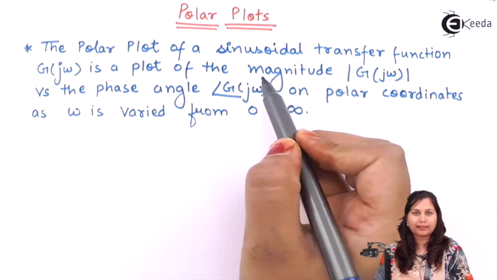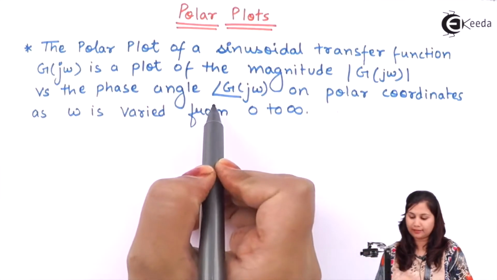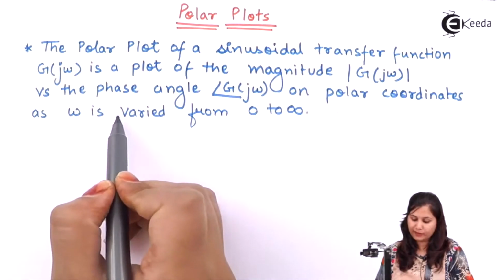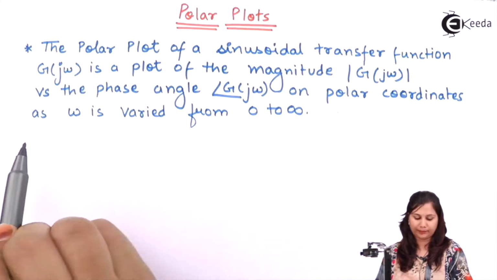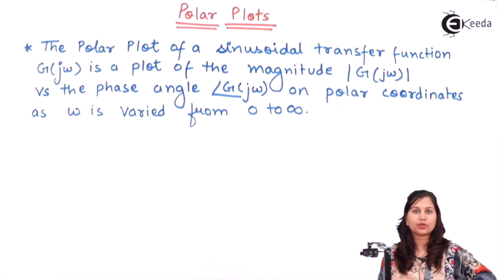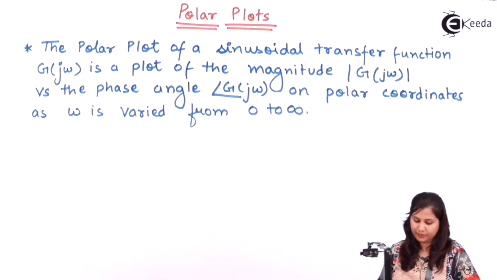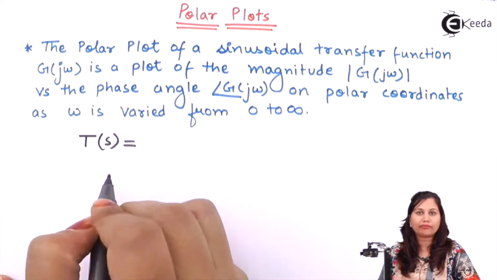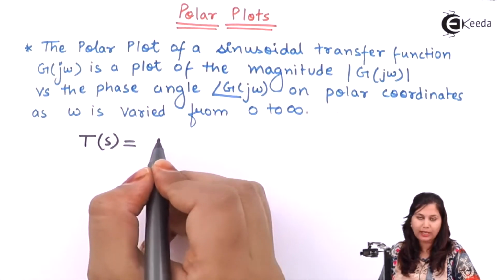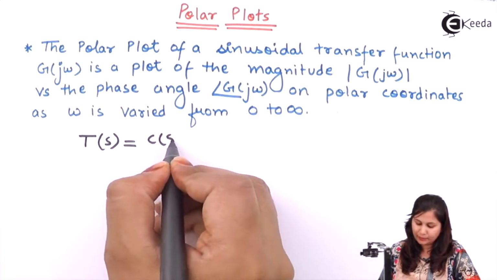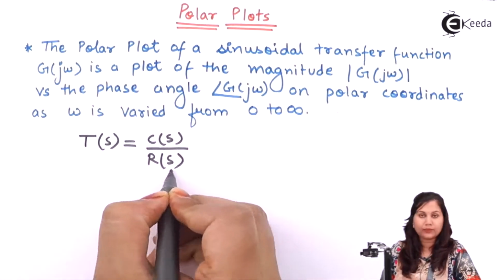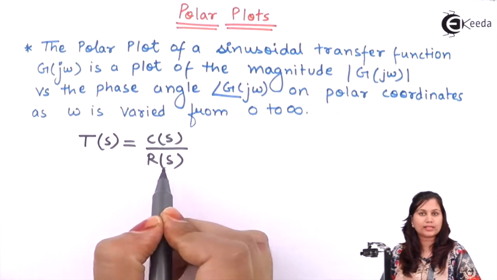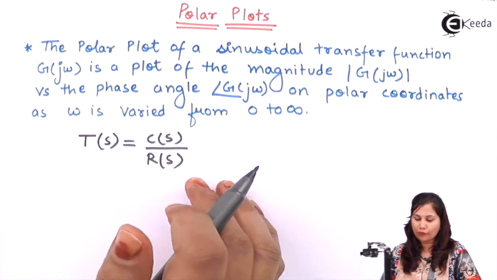is a plot of the magnitude versus the phase angle on the polar coordinates as ω, that is the frequency, is varied from 0 to infinity. Now, as we know, the transfer function of a control system is given by T(s), the ratio of the Laplace transform of the output and the input, that is C(s)/R(s). C is the output and R(s) is the input. S denotes that it is in the Laplace transformation form.